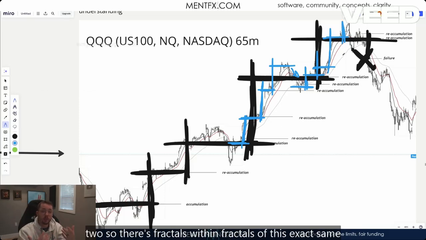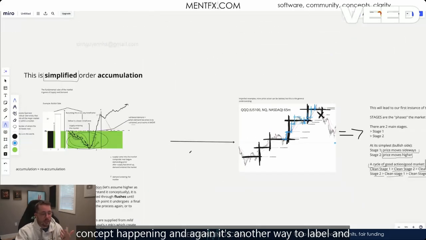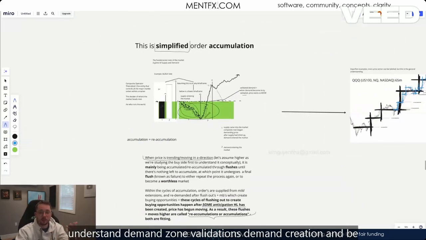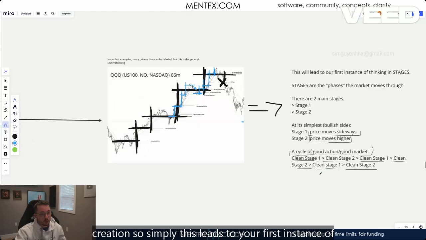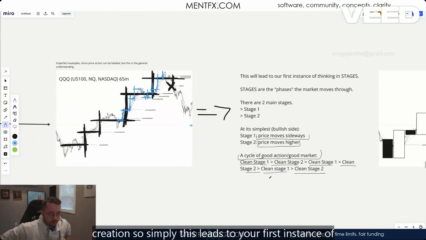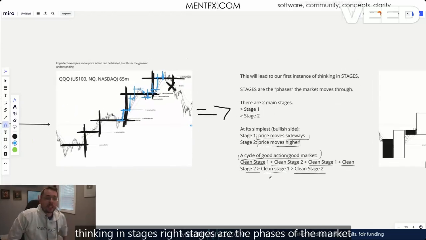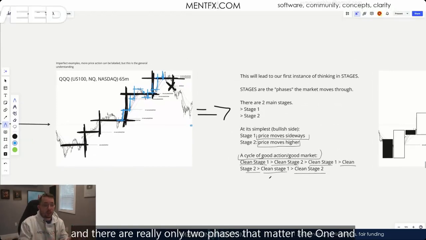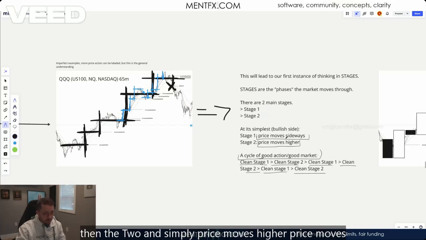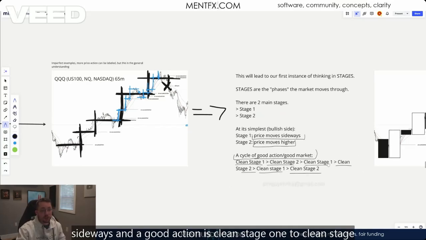So there's fractals within fractals of this exact same concept happening. And again, it's another way to label and understand demand zone validations, demand creation, MB creation. So simply, this leads to your first instance of thinking in stages, right? Stages are the phases of the market. And there's really only 2 phases that matter, the 1 and then the 2. And simply, price moves higher, price moves sideways, and a good action is clean stage 1 and clean stage 2.